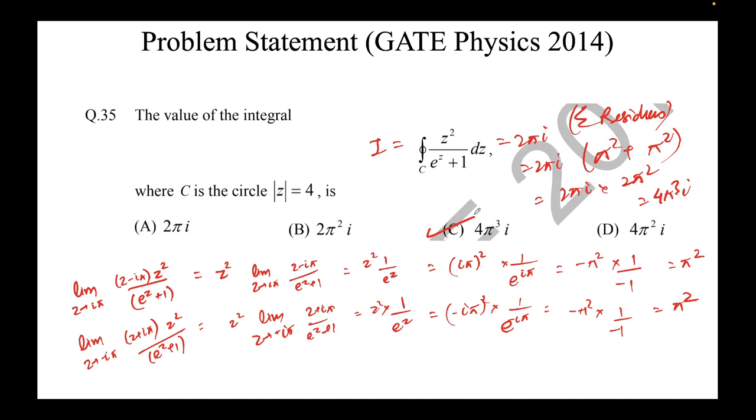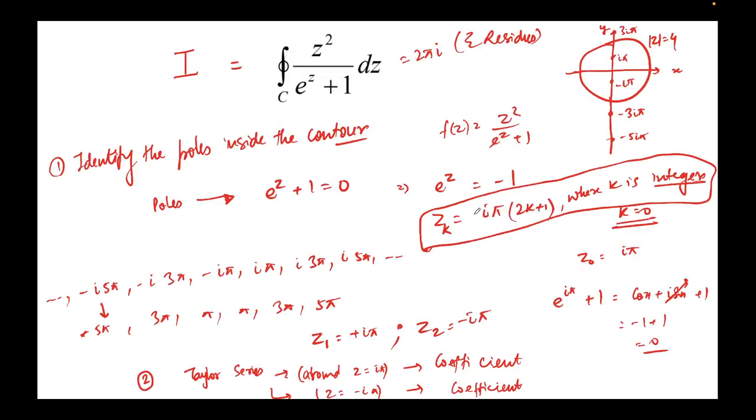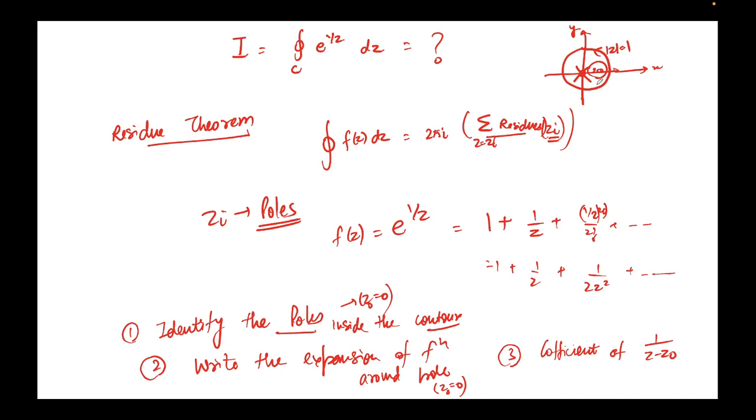As I was talking earlier, there are two approaches of finding the residues. That's what I was coming to here in the previous question, because the pole was at z equal to 0, and we already knew the expansion for e to the power 1 by z, so it was fairly simple to write this. It was a better approach to write the expansion for the exponential rather than going through the limit, and we simply could find the coefficient of 1 over (z minus z naught), where z naught was 0. So that was the approach over there.